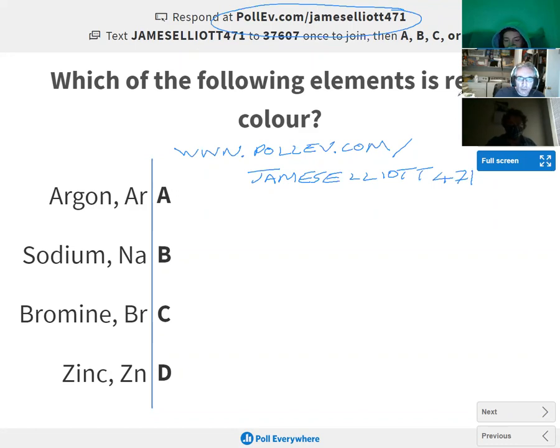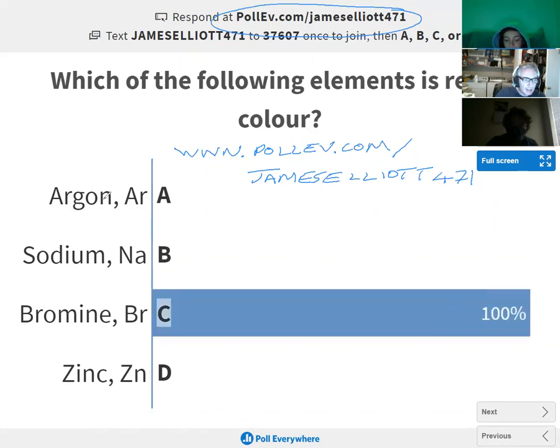So which of the following elements is red in color? Is it argon, sodium, bromine, or zinc? Now this is not for credit. I just want to see how people are doing from the material that we've been talking about this morning and this week.